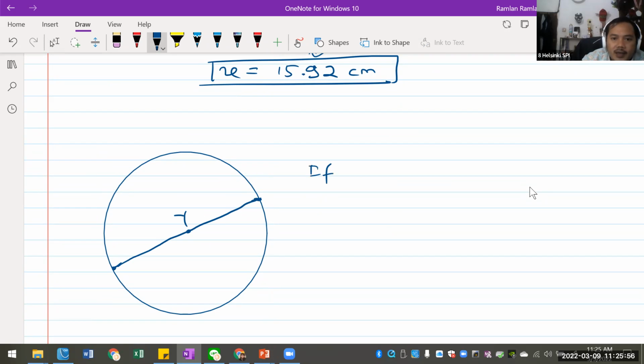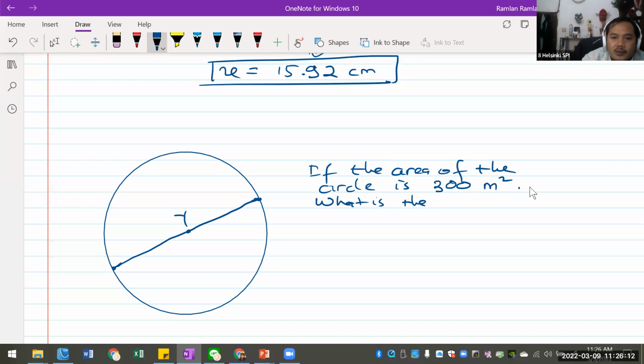Okay, if the area of the circle is 300 meter square, what is the value of Y? Saya mintanya in 1 decimal place. Ya, saya mintanya 1 decimal place. 1 angka di belakang desimal.